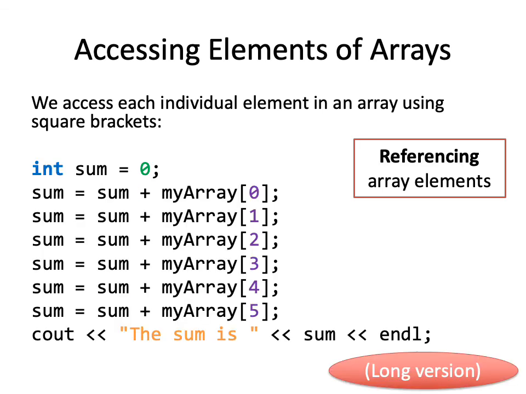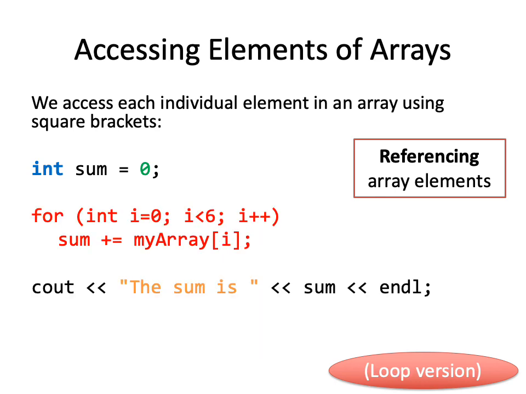Now, if we want to get the value of an array, we would do the same thing. So here, this is some code to calculate the sum of all the values of this array of length 6. We initialize a value called sum to be 0, and then we're going to add to the sum all of the values in the array and then output the result. Now this is the long version. We can also take this and do a loop over it.